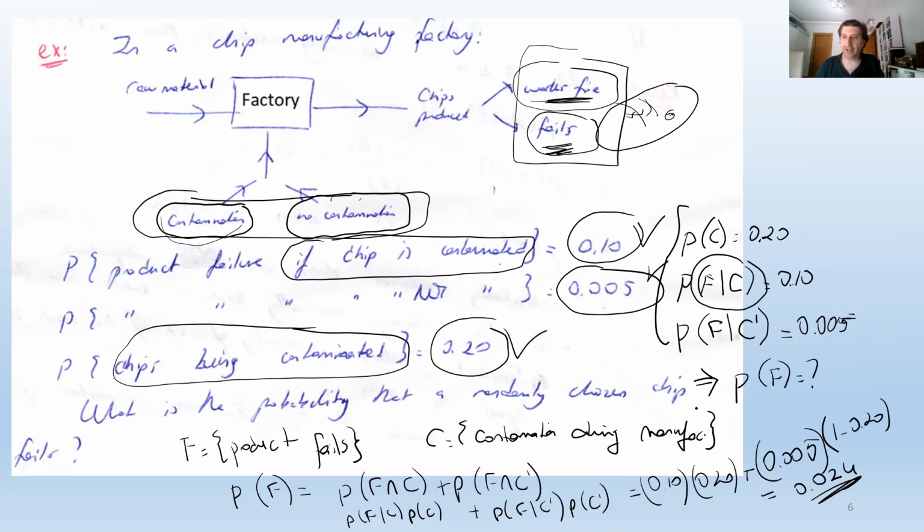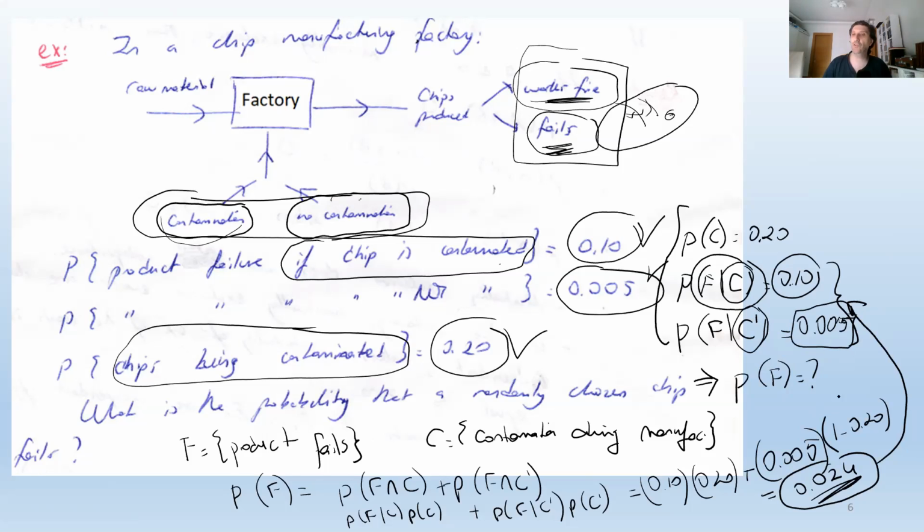Note that, using your intuition or heuristics, this value is between those two values. What do I mean by that? Without having any information whether the manufactured chip has been contaminated or not, we have a 2.4% chance of picking up a chip which fails. If you know that it's contaminated, this is 10%, a higher value. If it's not contaminated, it is 0.5%, a low value. And if you have no knowledge about whether it's contaminated or not, it's a value between those two, which makes sense. So please also make sure that you get the idea.